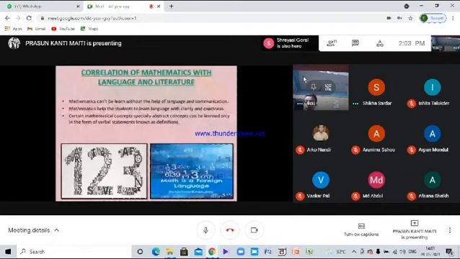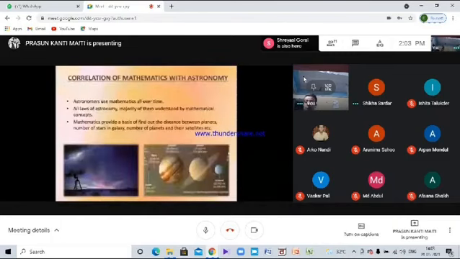Now moving to the next slide, here we discuss the relation between astronomy and mathematics. Astronomers use mathematics all the time. All laws of astronomy, the majority of them, are understood through mathematical concepts. One way to use it is when we look at objects in the sky with a telescope. The camera attached to the telescope basically records a series of numbers, which is related to mathematics.